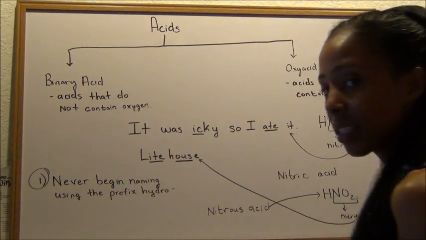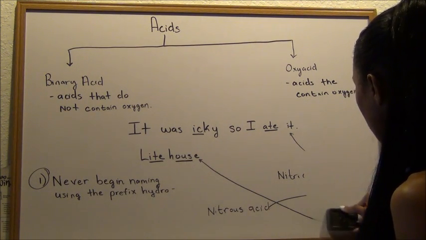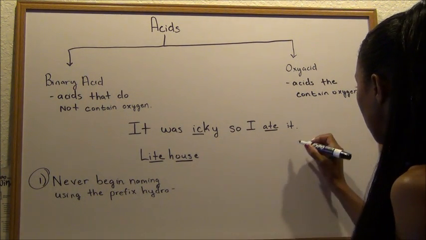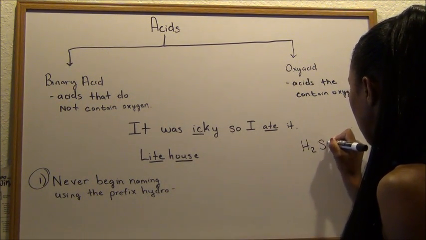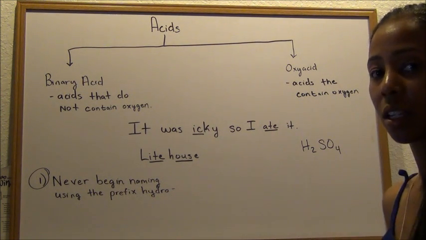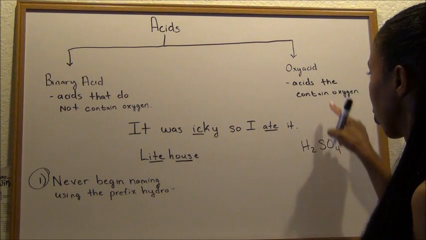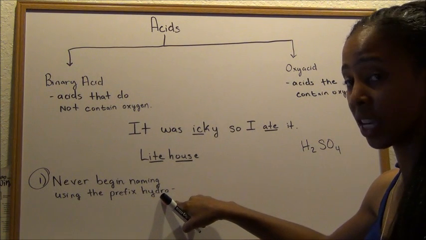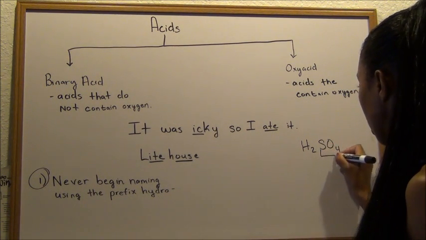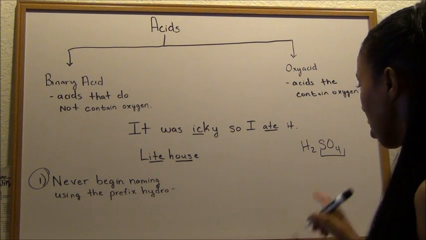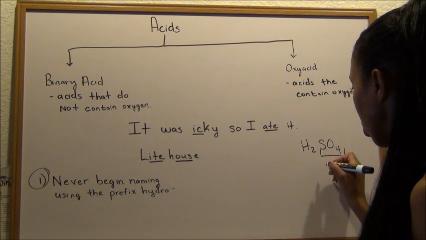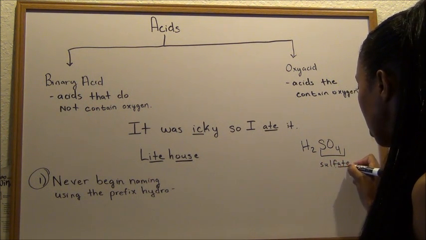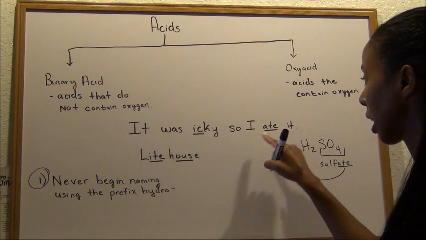Okay, so then let's take a look at one more example. So here we have oxygen, so therefore it's an oxyacid. We know never to begin naming using the prefix hydro. So let's take a look. Here we have a polyatomic ion, sulfate. Since this is an ate, we use this guy here. We change the ate into an ic.